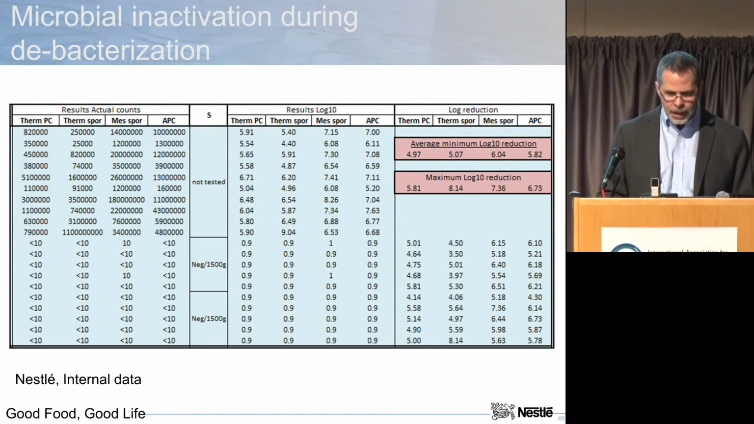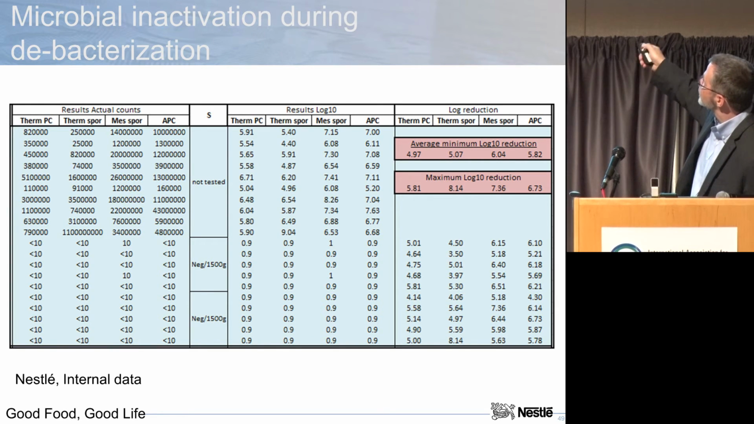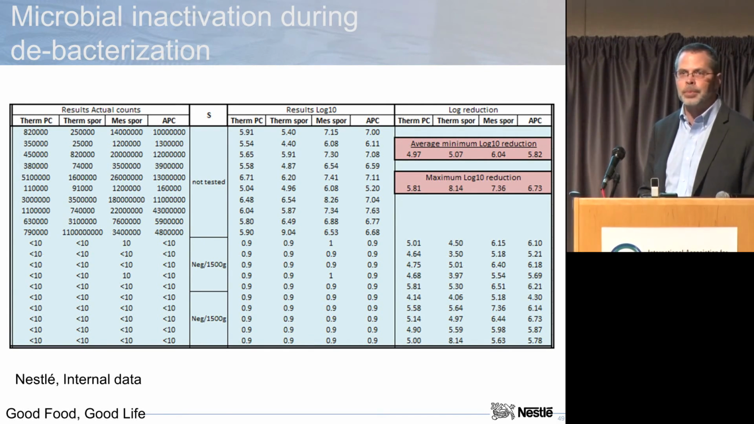And just to show you, this is the data, sorry for the table, but this is the actual numbers, this is the log values. But we were getting for spores, if you look at thermophilic and mesophilic spores, we were getting a 5 to 8 log reduction in thermophilic and mesophilic spores. I don't need to put salmonella in there to see that that's working.